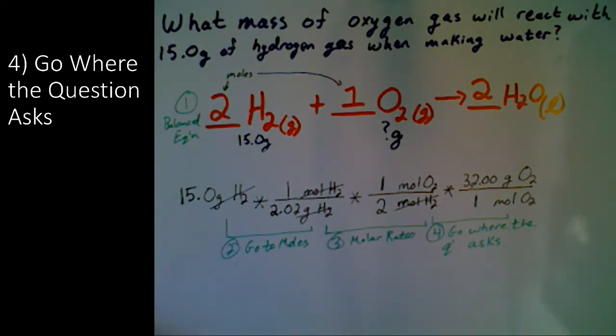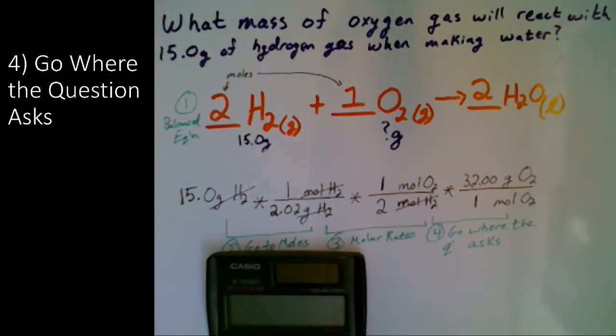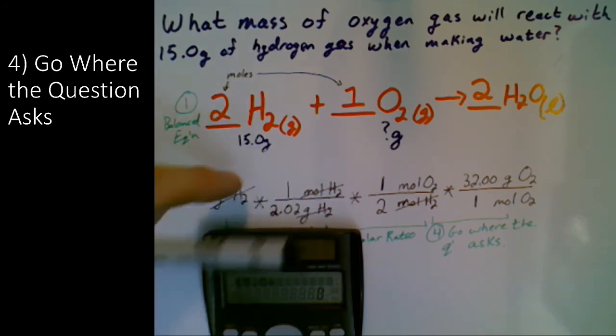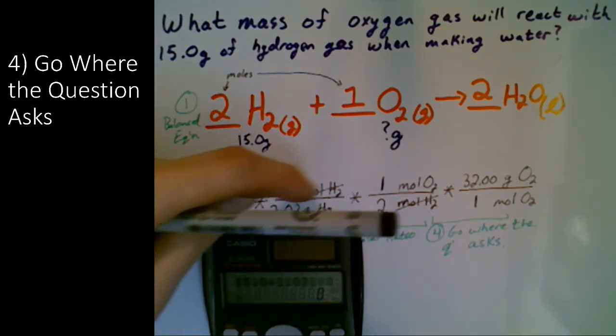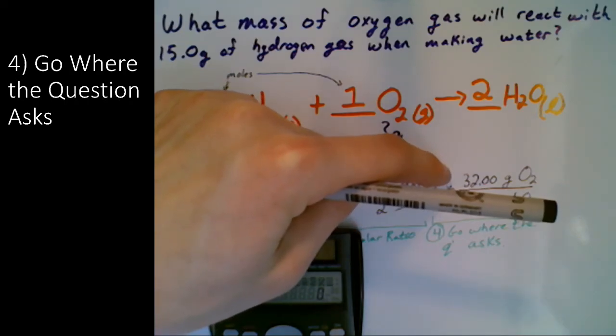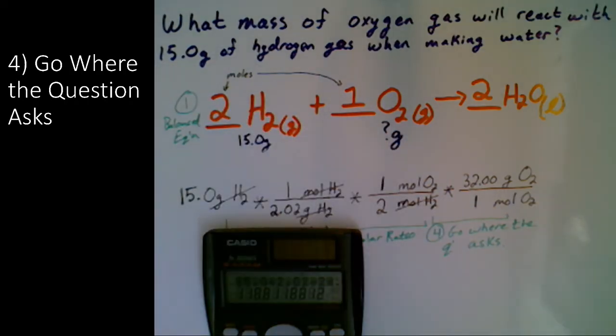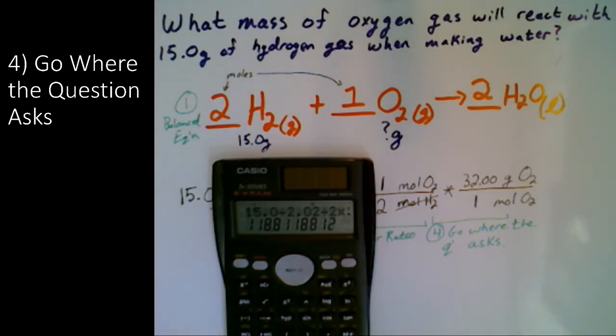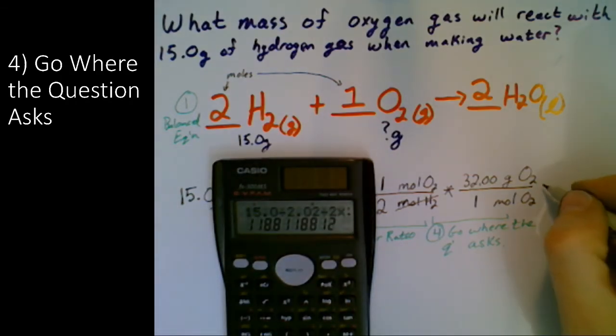So now all you need to do is punch this through on your calculator. So 15.0 divided by 2.02 divided by 2 multiplied by 32, my answer comes out to be 118. We're going to round that up to 119.